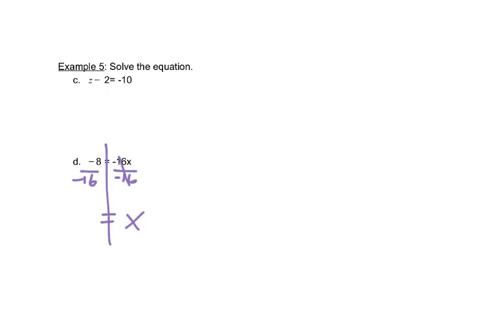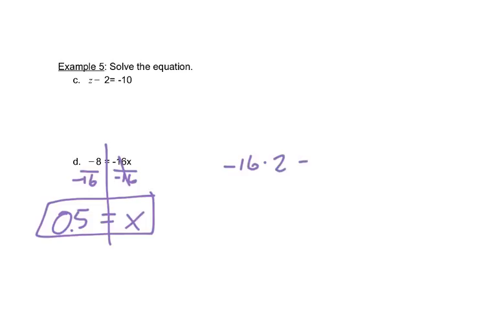And be careful, because negative 8 divided by negative 16 is 0.5. Don't get in such a hurry that you see the 8 and the 16 and you tell me the answer is 2. Because it doesn't make sense to say negative 16 times 2 is 8, right? That doesn't work. So what we're saying is negative 16 times 0.5 is negative 8. And that does make sense.